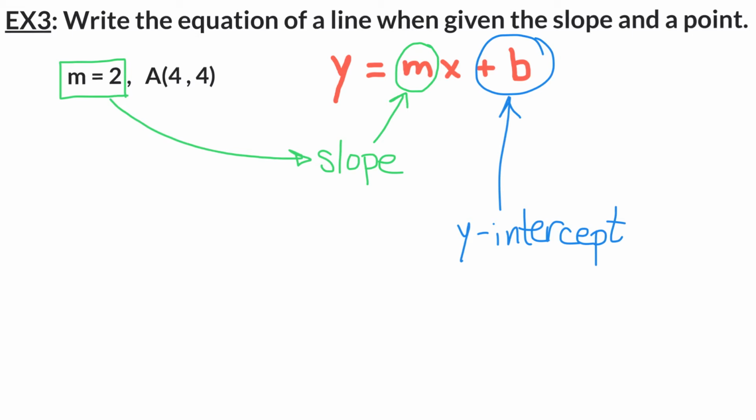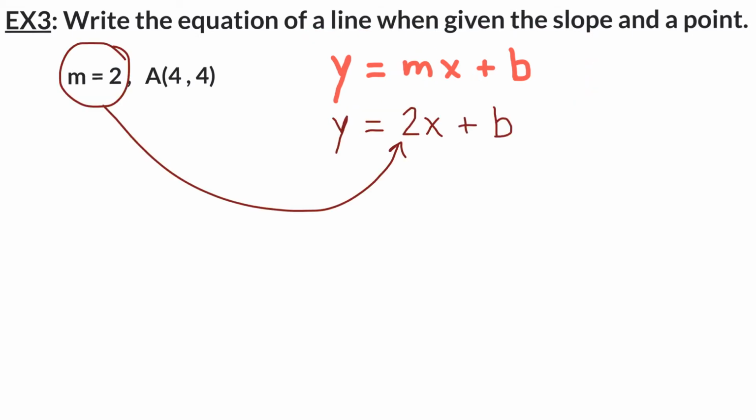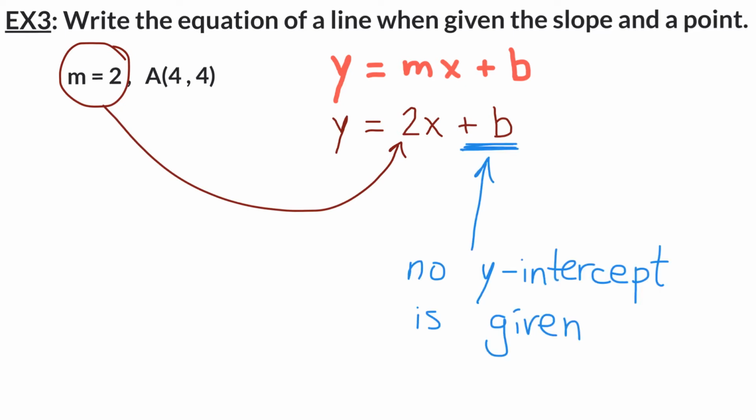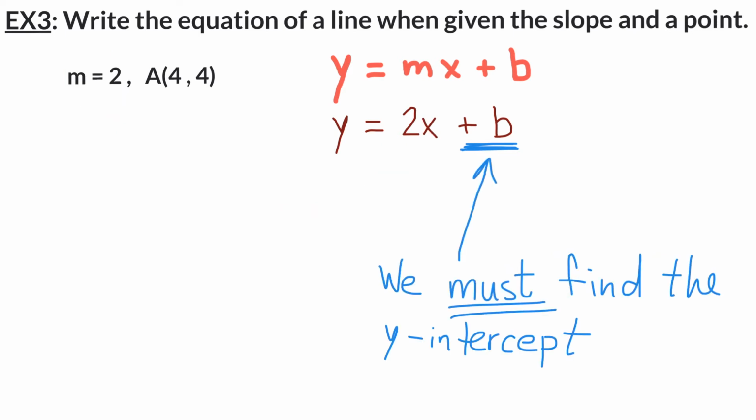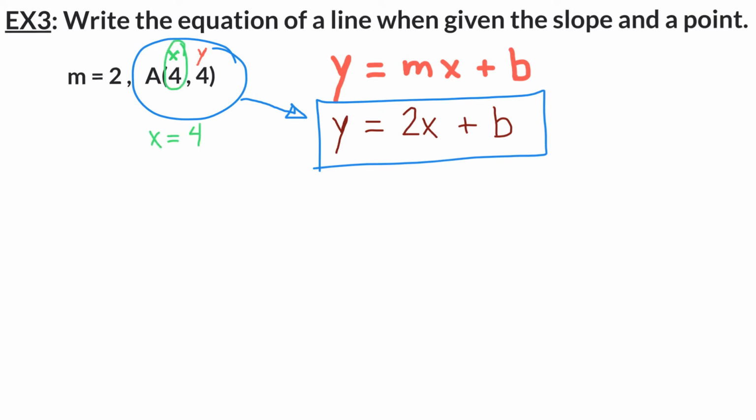So we can write in our formula y equals 2x plus b. But they didn't give us the y-intercept. Now let us find the y-intercept using the given point. Let's label the point in the bracket. Remember, the first number is x and the second number is y. We can use these numbers in our equation to find b.